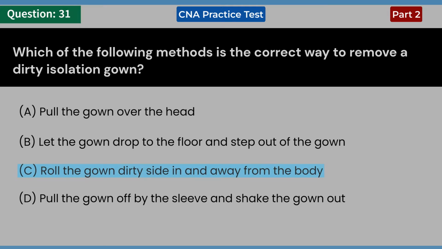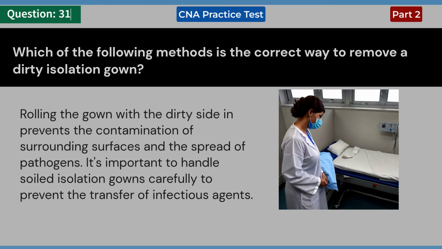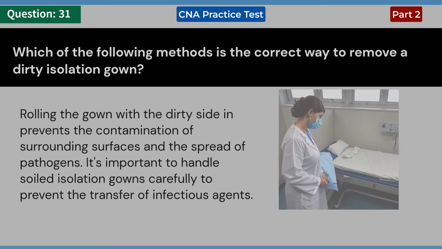Answer: C. Rolling the gown with the dirty side in prevents the contamination of surrounding surfaces and the spread of pathogens. It's important to handle soiled isolation gowns carefully to prevent the transfer of infectious agents.